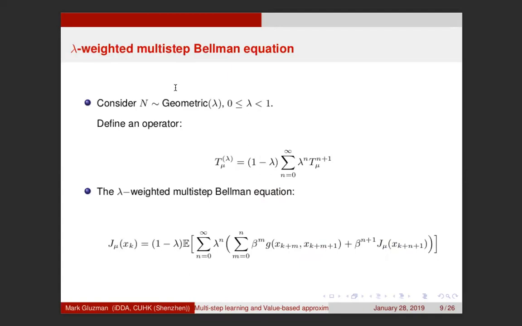So this is a Bellman operator T mu lambda, and if we apply this T mu lambda operator to... Yes. So how do you choose this lambda in practice?